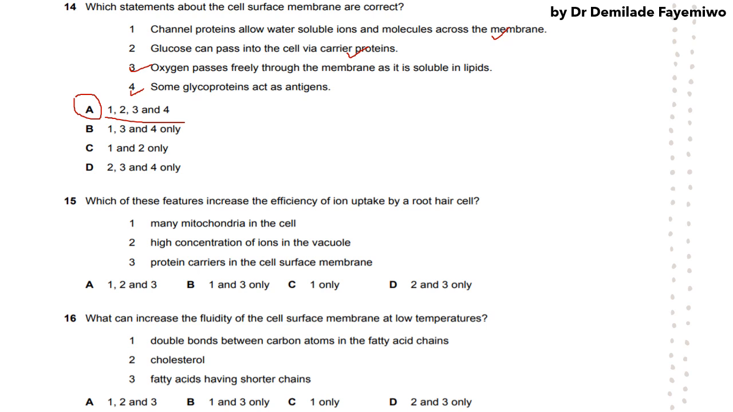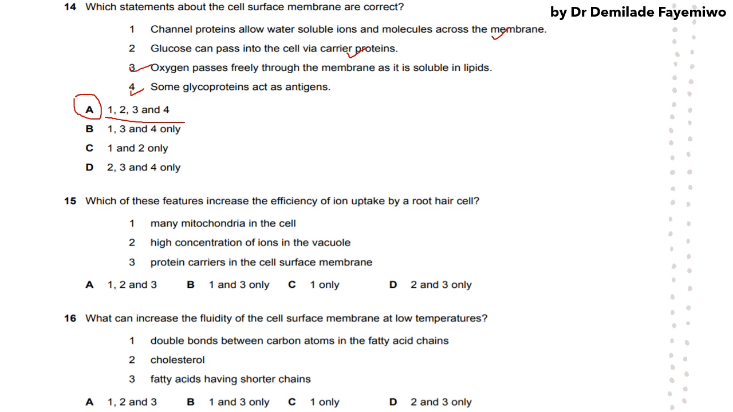And then let's look at number 15. Which of these features increase the efficiency of ion uptake by a root hair cell? Option 1, many mitochondria in the cell, 2, high concentrations of ions in the vacuole, and 3, protein carriers in the cell surface membrane. Now, whenever you're given these 1, 2, 3 statements, I often tell students to look out for which one's true and which one's not true. That's often the best way to start so that you don't agonize by saying, okay, A says 1, 2, 3, let me read 1, 2, 3, and then B says 1 and 3, could it be that? Don't do that. Rather, just start with what you know.